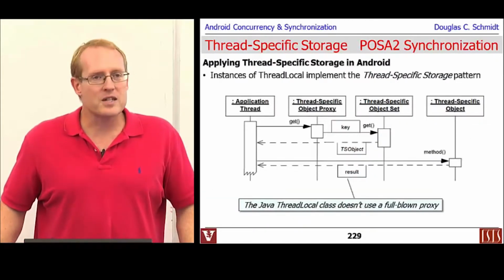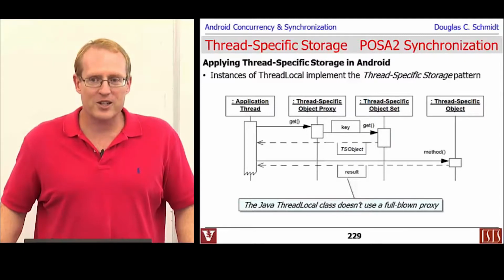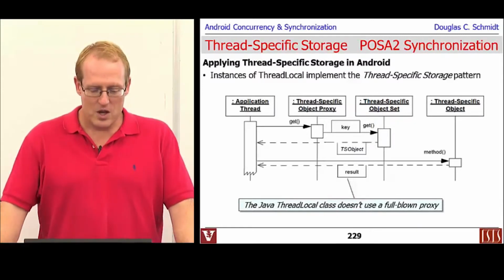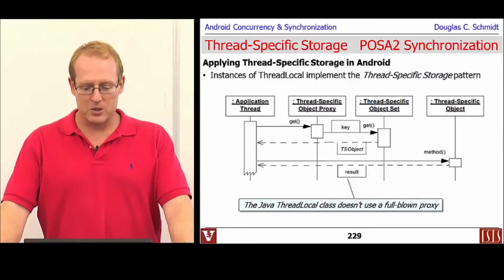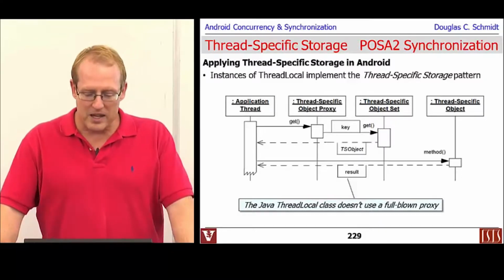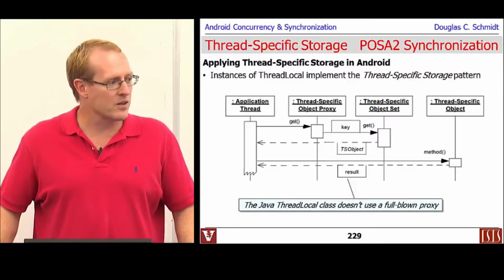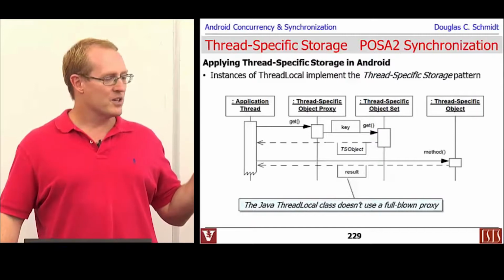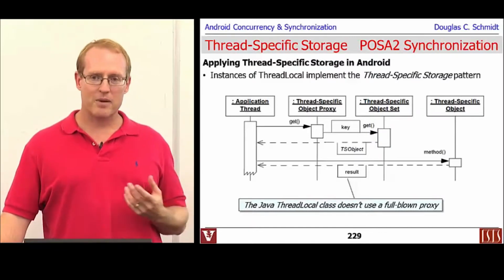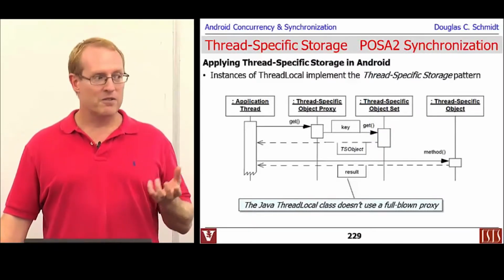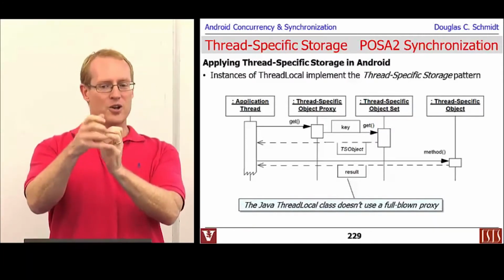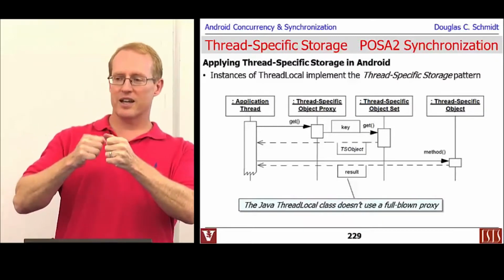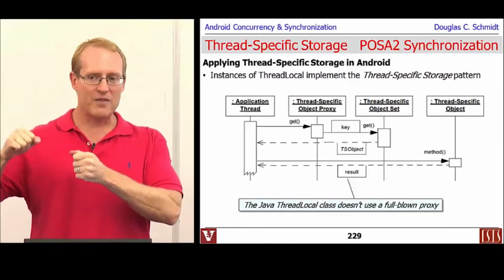All right, so let's take a look and see how this particular pattern is actually implemented in Android, now that we've talked about the various pieces. There's this class called ThreadLocal, and that implements the thread-specific storage pattern, or a variant of it. The main difference is that in Android, it doesn't give you the full-blown proxy. In the C++ versions we were talking about with the delegation operator, you can have a full-blown proxy. You invoke a method on that proxy. It goes in under the hood, grabs the thread-specific object, and then redelegates to it. In Java, you can't quite do that.